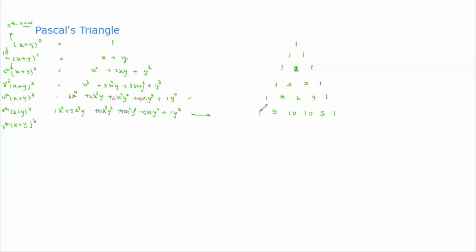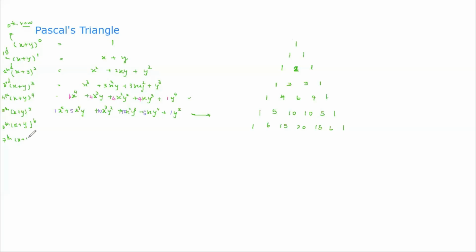So the sixth row is going to be 1, bring it down. And 1 plus 5 becomes 6. 5 plus 10 becomes 15. 10 plus 10 becomes 20. 10 plus 5 becomes 15. 5 plus 1 becomes 6. 1, bring it down. Now this is row 6, right? And now you go to 7.